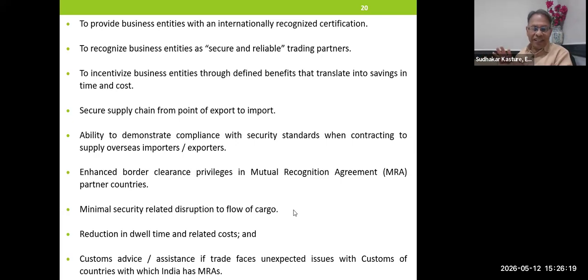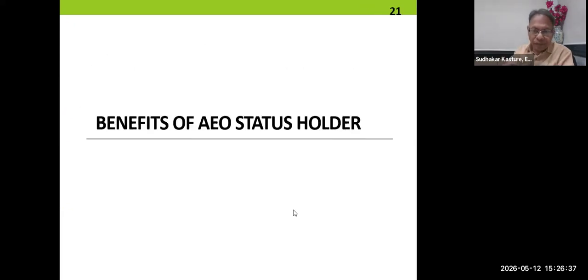Minimal security related disruption to flow of cargo. Reduction in dwell time and related costs. And customs advice assistance if trade faces unexpected issues at customs. These are prime benefits available to AEO holders.